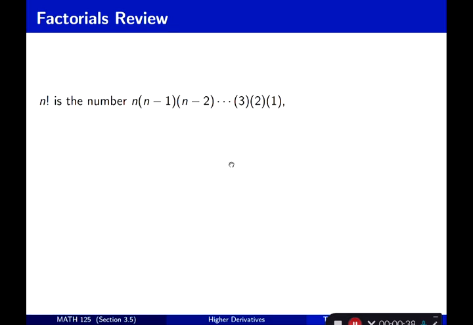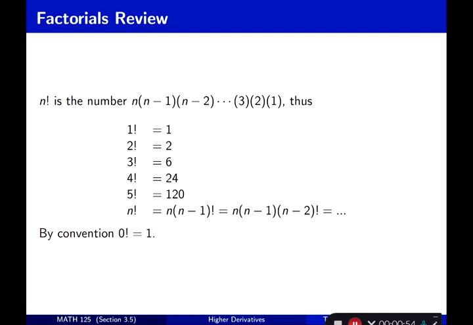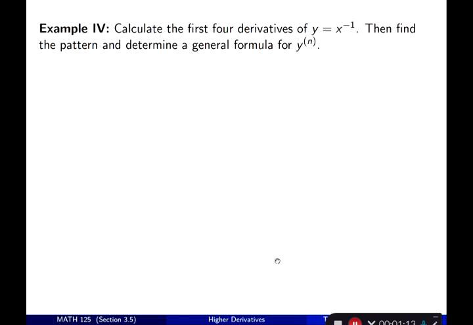And so this means that 1 factorial is 1, 2 factorial is 2 times 1 factorial, 2, 3 factorial is 3 times 2 factorial, 6, and 4 factorial 24, 5 factorial 120. N factorial, again, n times n minus 1 factorial, and it's just that long array of numbers multiplied together. By convention, we say 0 factorial equals 1. And let's go do example 4.